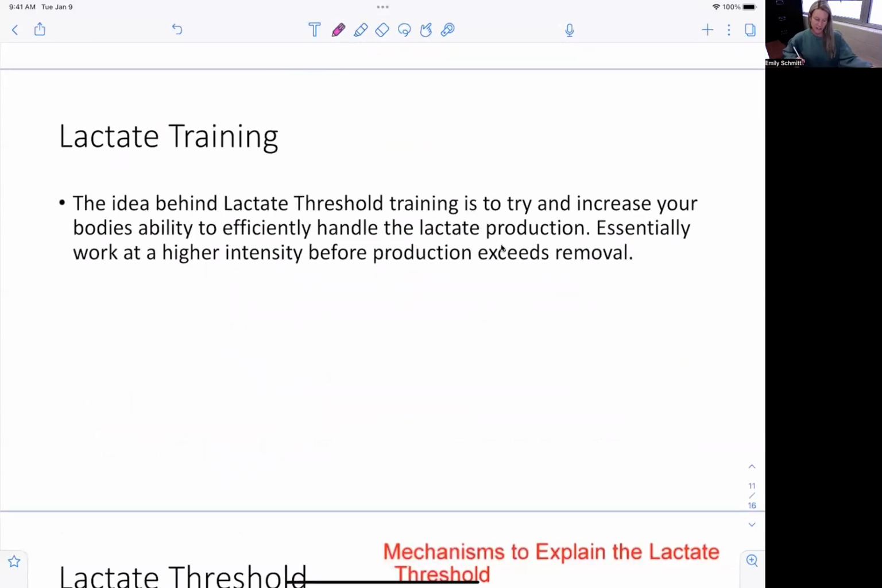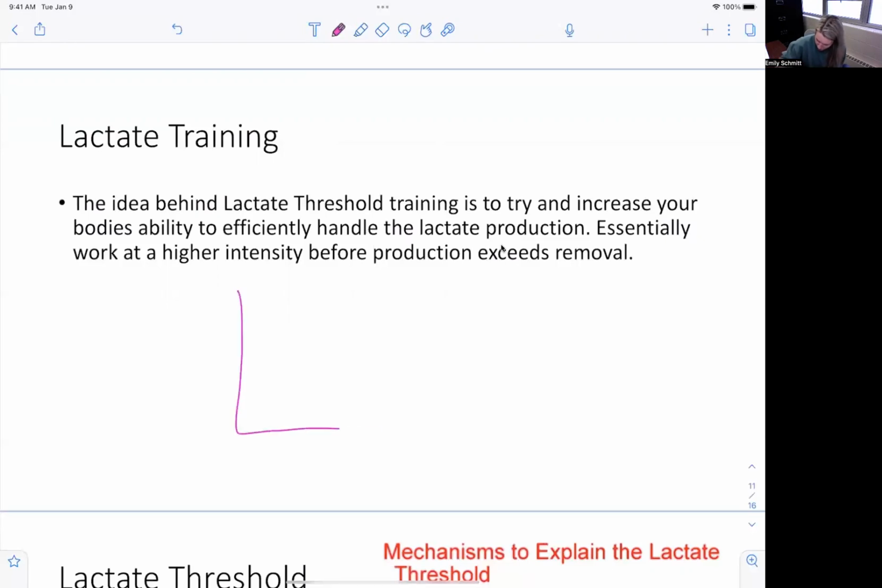So in exercise physiology and as exercise scientists, we talk about this idea behind lactate training. And it really is to try to increase your body's ability to efficiently handle lactate production. So essentially you're working at a higher intensity before production exceeds removal.